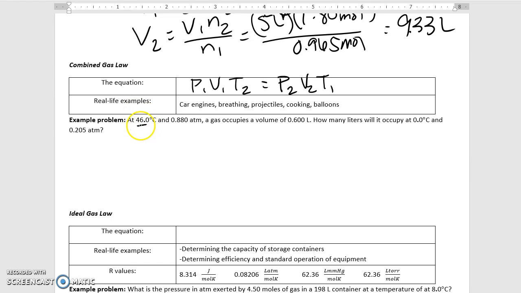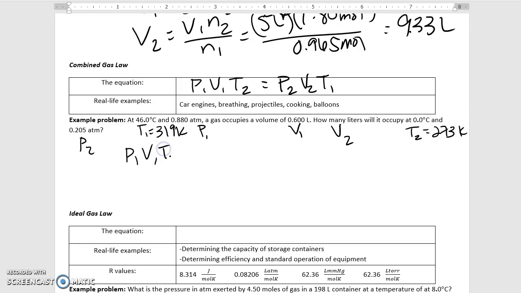This is our first temperature. It needs to be in Kelvin. So 46 plus 273 is 319 Kelvin. This is an atmosphere, so that's the first pressure. And we know that it contains this volume. That's our first volume. How many liters, meaning we're looking for V2, would it occupy at this temperature? So 0 plus 273 is pretty easy. And this pressure. So you're still plugging in like normal. You just have a couple more variables involved here. So we need to solve for V2 here.